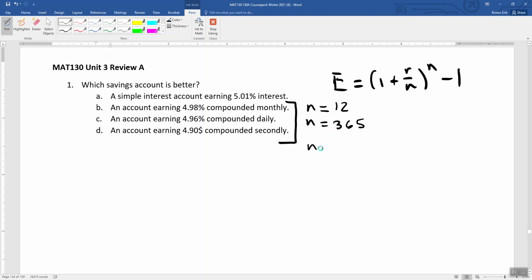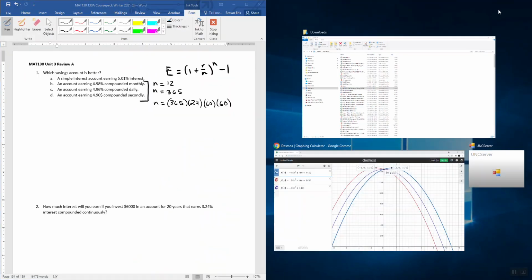And then secondly, how many seconds are there in a year? Well, there's 365 days in a year. There's 24 hours in 1 day. There are 60 minutes in 1 hour, and there are 60 seconds in 1 minute. So whatever this product is would be our secondly compounds. How many compounds would happen in a year if it was compounded per second? So we're just going to type all of these into Desmos, and we'll compare it right there.